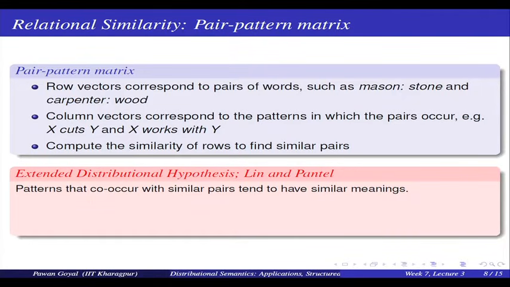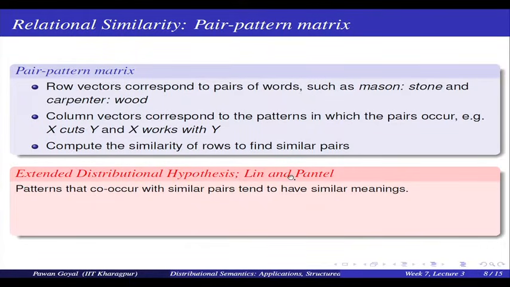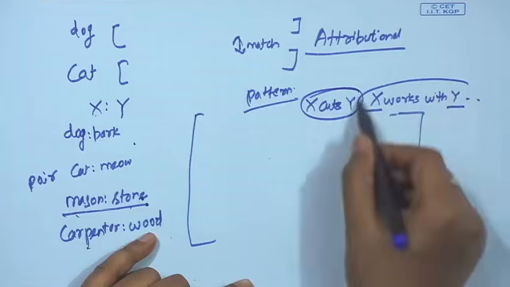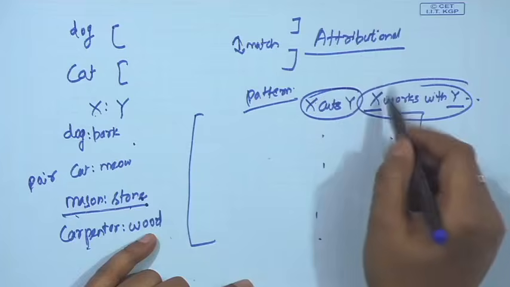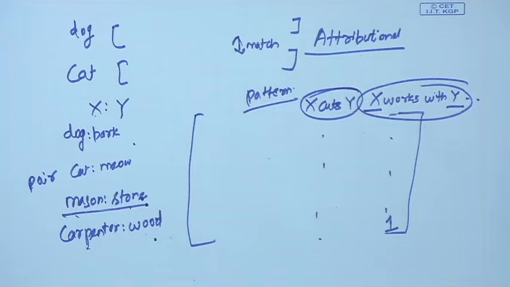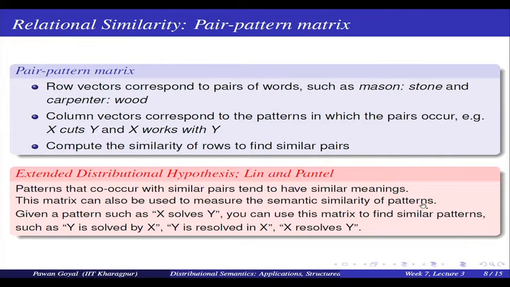So we can talk about the extended distributional hypothesis that was given by Lin and Pantel. So what is the idea? Patterns that co-occur with similar pairs tend to have similar meanings. So here we are talking in terms of our columns. If a pattern P1 and a pattern P2 co-occur with similar sorts of pairs, then they have similar meanings. Therefore I can use this matrix to compute semantic similarity of patterns also, not just the pairs.